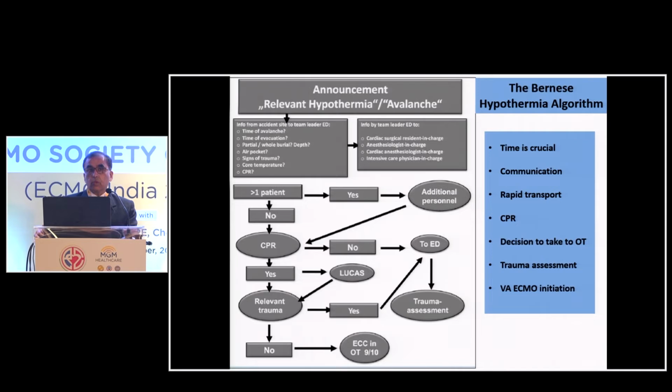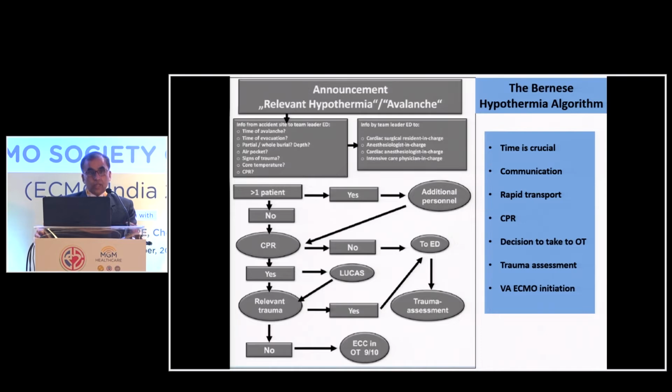Rapid transport, with air ambulances whenever possible, has to reach the hospital, and CPR has to be continued if the patient is having cardiac arrest, depending upon how the patient is. If the patient is not having any trauma, the patient should be taken immediately to the OT. If ongoing CPR is there, then possibly you don't have time and you should move towards the OT and do a trauma assessment in the OT itself.